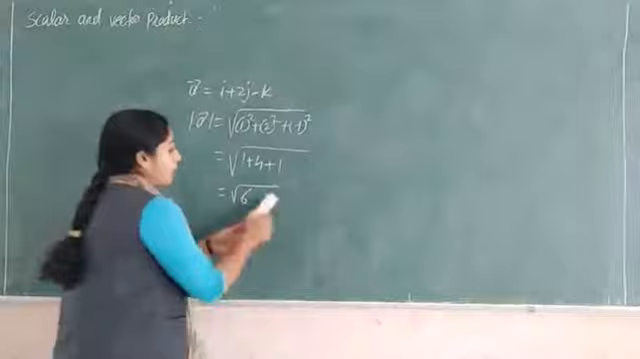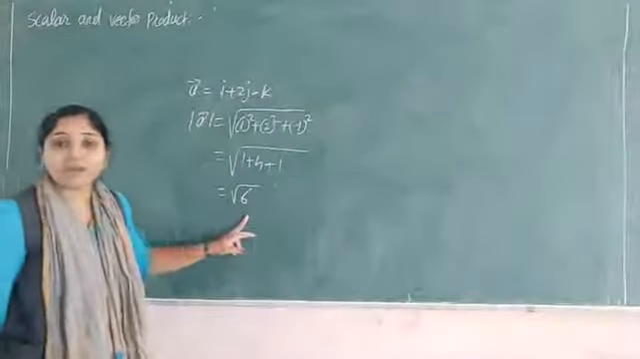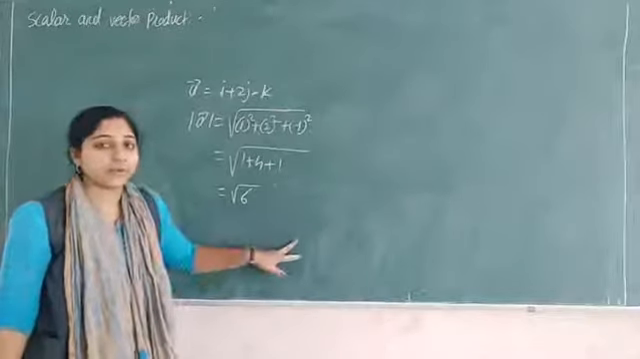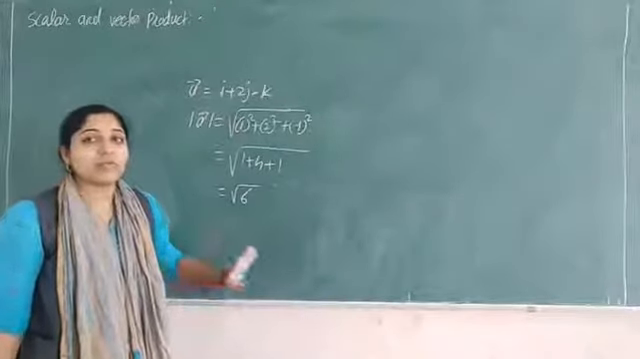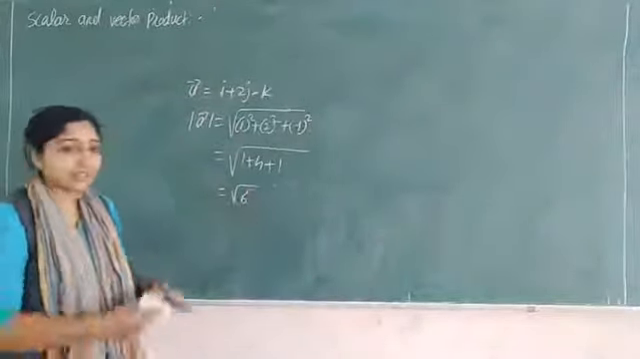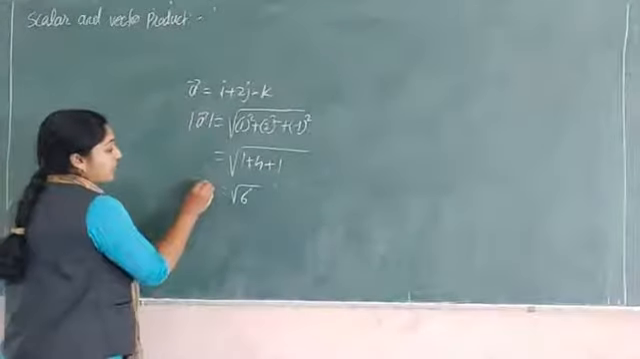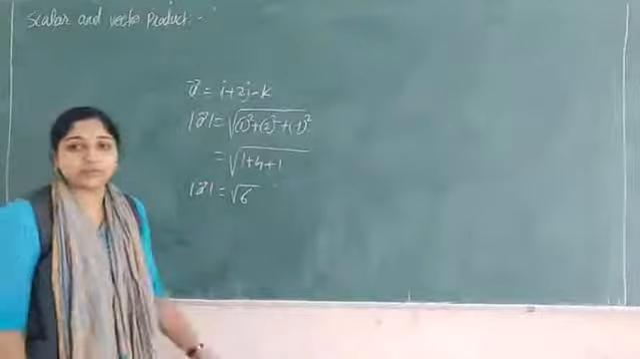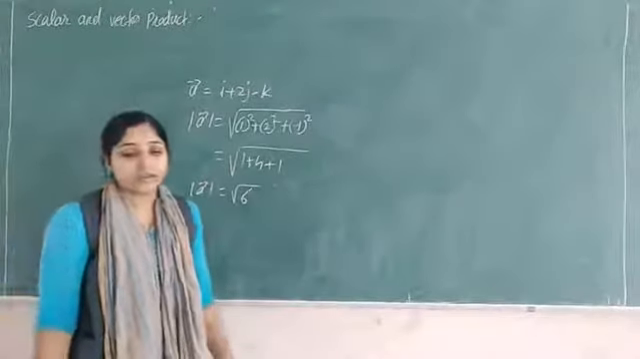And see, here we have root 6, and root 6 is not a perfect square because we can't write 6 as some number multiplied by itself. So root 6 is not a perfect square. Okay, so keep it as it is, and this is the value of the modulus of the vector. They can ask this question for 2 marks: find the modulus of a given vector.